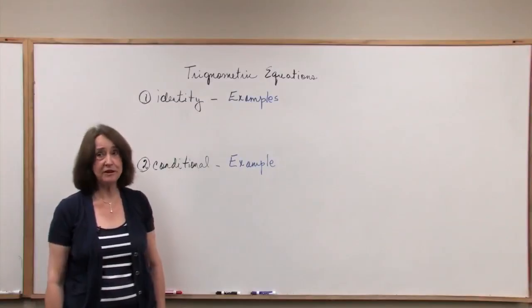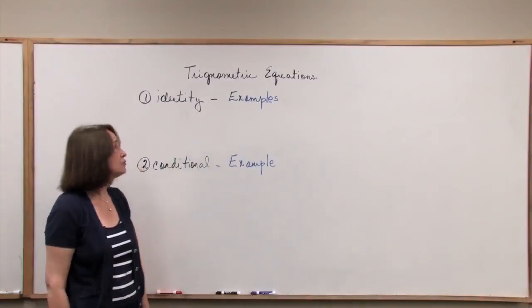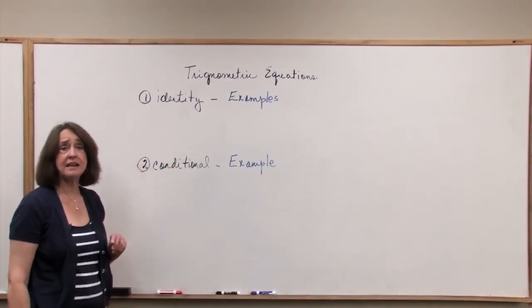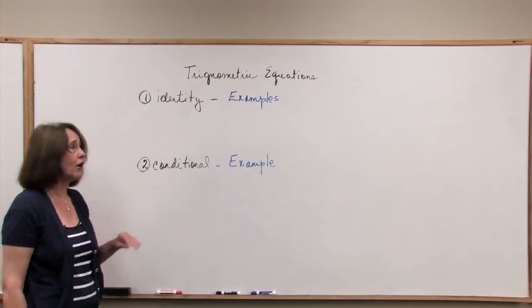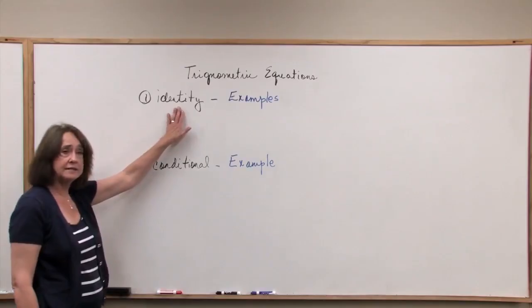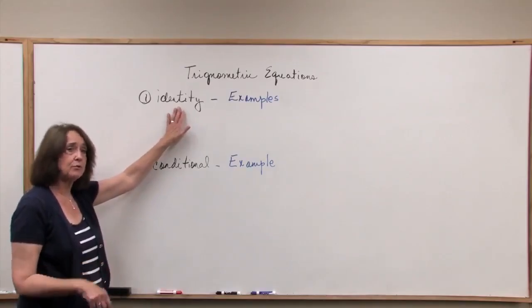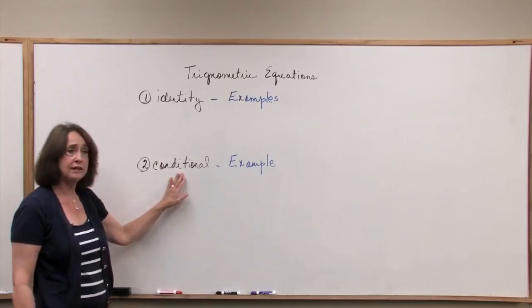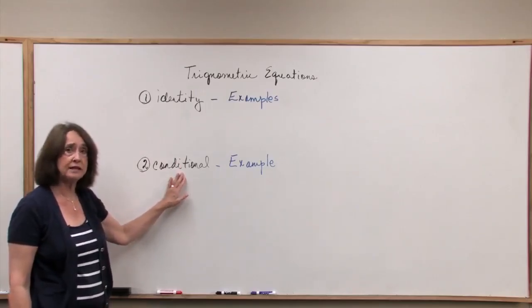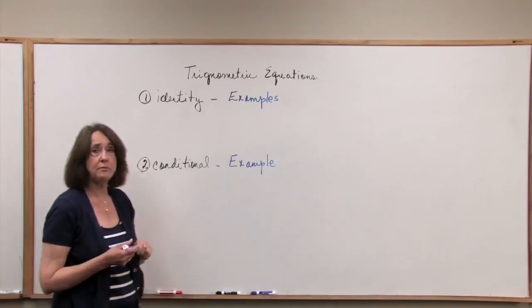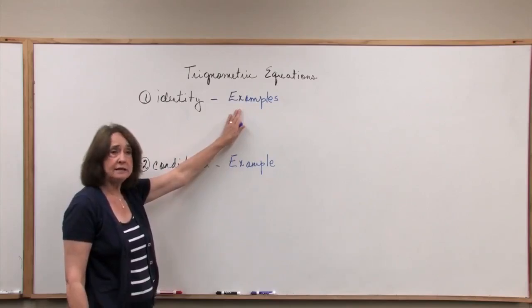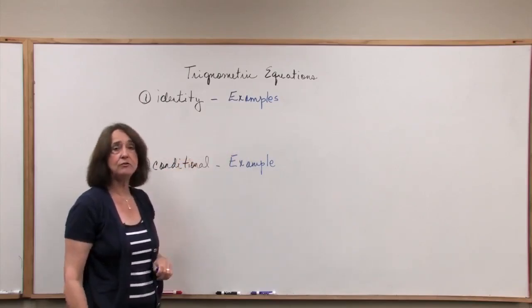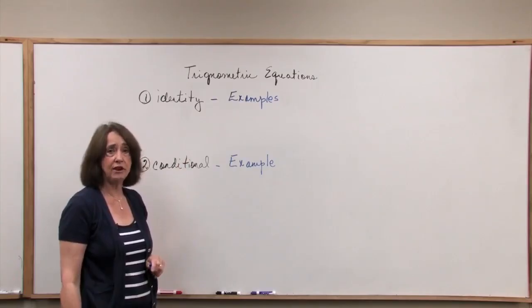Today we're going to look at trigonometric equations. A trigonometric equation has a trig function as part of the equation, and there are two types: an identity, which we studied previously, and conditional equations, which we're going to study today. Let's review a minute. What is an identity? An identity is true for all solutions of the variable.